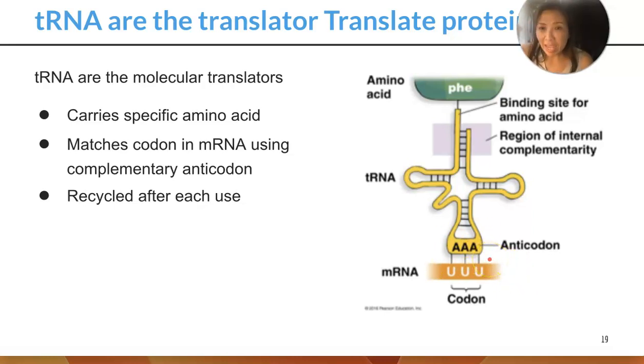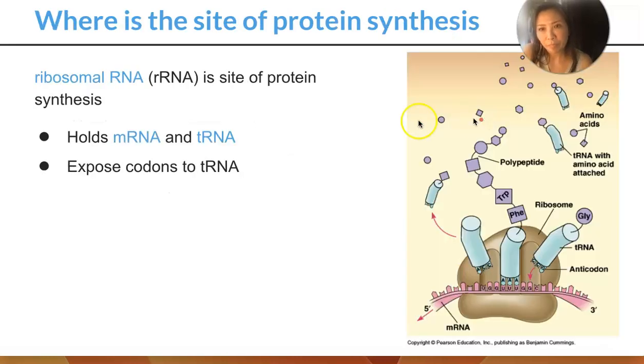So the AAA will match with the UUU, and when it matches, it'll add that amino acid to the growing polypeptide, and then it leaves and gets recycled. Each use means it leaves, goes and grabs another amino acid, and then comes back, looks for another UUU, and then adds another amino acid to the growing peptide.